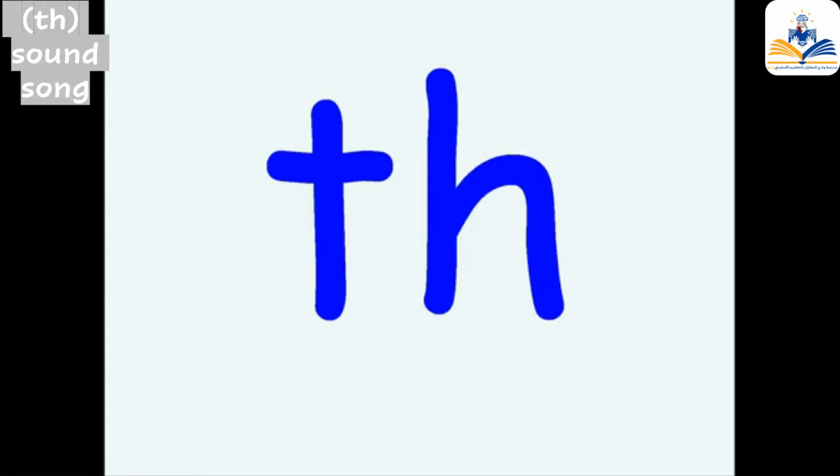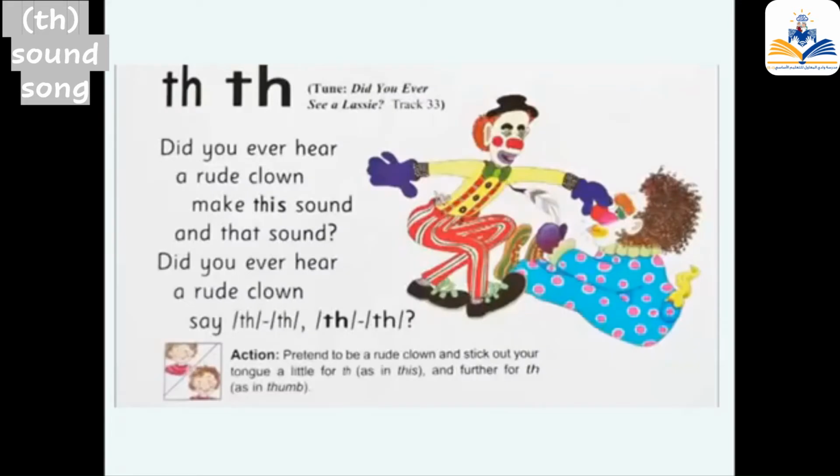The letters t and h go together and make 2 sounds, th and th. Here is the song for th and th. Did you ever hear a rude clown make this sound and that sound? Did you ever hear a rude clown say the?